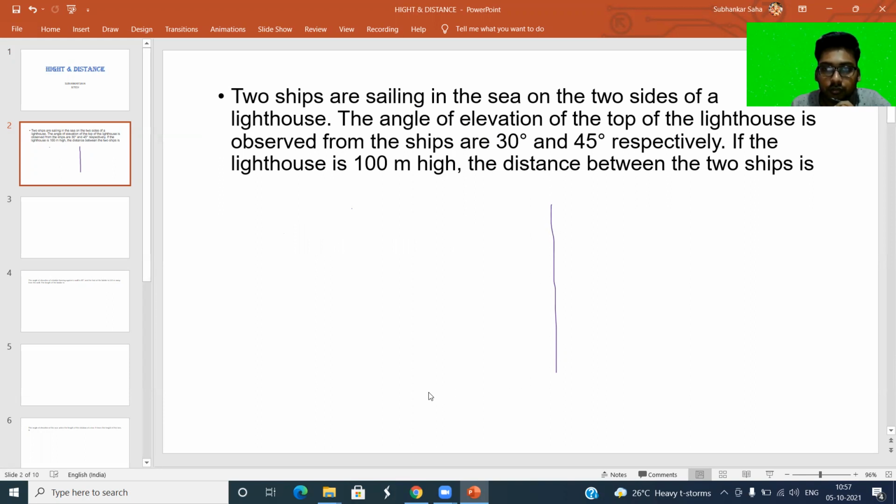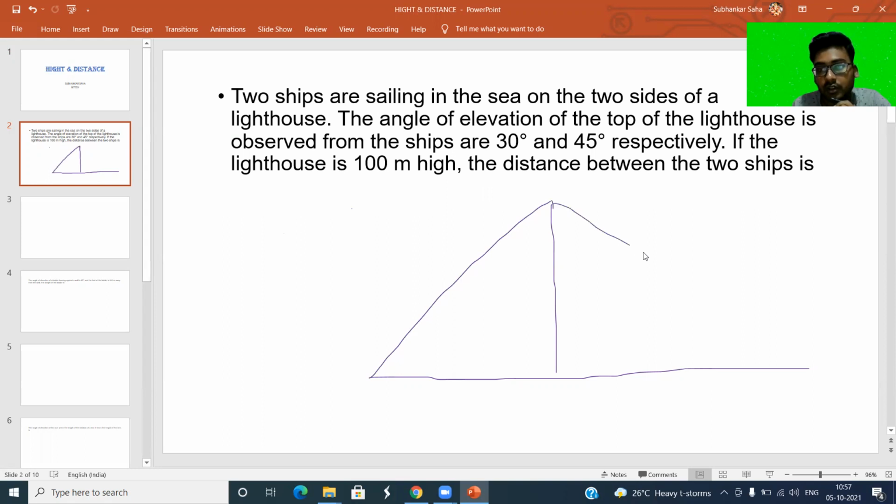It is the lighthouse and it is the ground. Two ships are sailing in the sea. It is one ship. It is the lighthouse, and it is one ship. The angle of elevation of the top of the lighthouse, observed from the ships, is 30 degrees and 45 degrees respectively. One ship is at 30 degrees and the other is at 45 degrees.